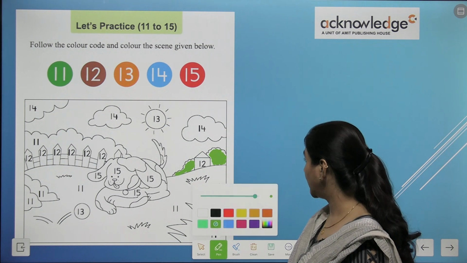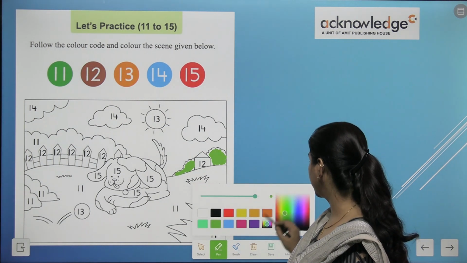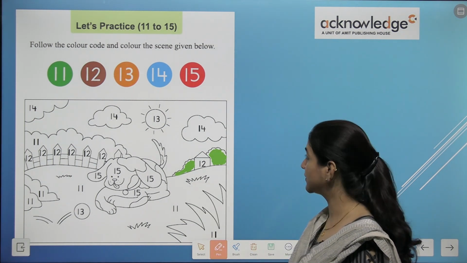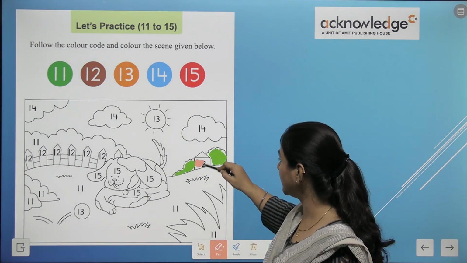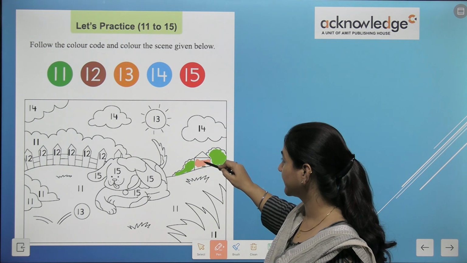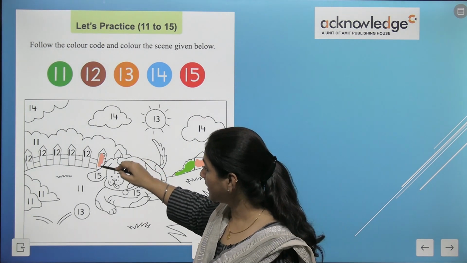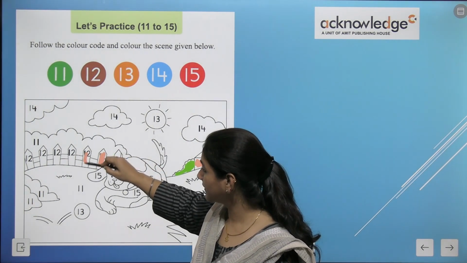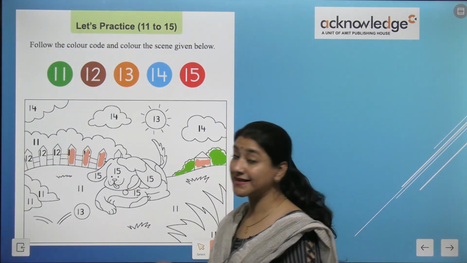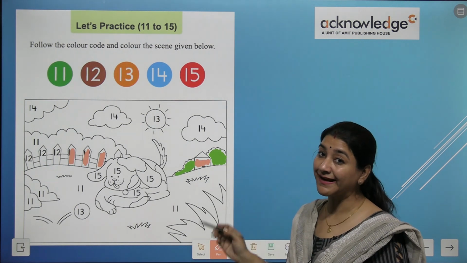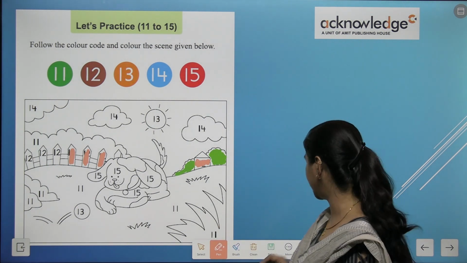Now, brown color for number 12. Now, search number 12. Here it is. Number 12. Now, this is your homework. You have to complete the picture with the beautiful colors.